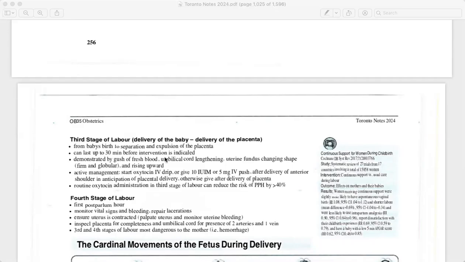And after that, active management is basically to start oxytocin. After the delivery of the anterior shoulder, you can give oxytocin, otherwise give it after the delivery of the placenta. That's why I said, after delivering the placenta, make sure that the whole placenta is out, then give the oxytocin. Usually people miss this part where you have to check the whole placenta. Okay. Then routine oxytocin administration in the third stage of labor can reduce the risk of PPH.